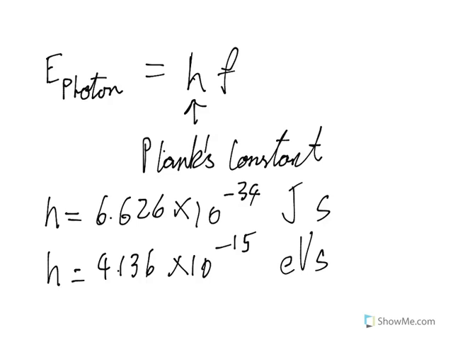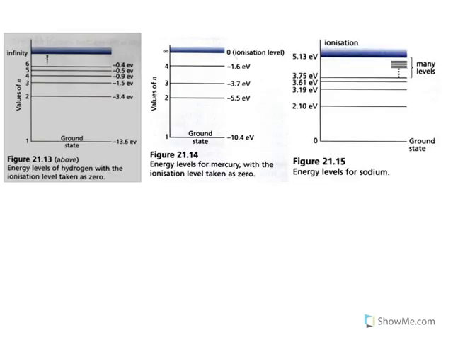Alright, so I mentioned earlier, briefly, that there were different energy levels for different atoms, and here's an image which depicts some different atoms. Here's three: we've got hydrogen there, mercury here, and sodium there. Let's just look at the hydrogen one to start with.